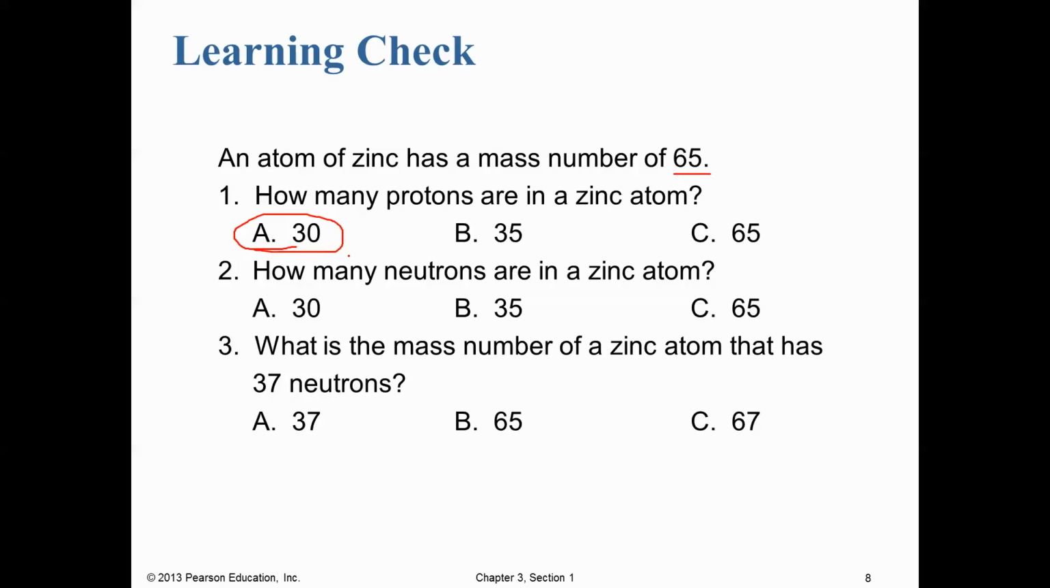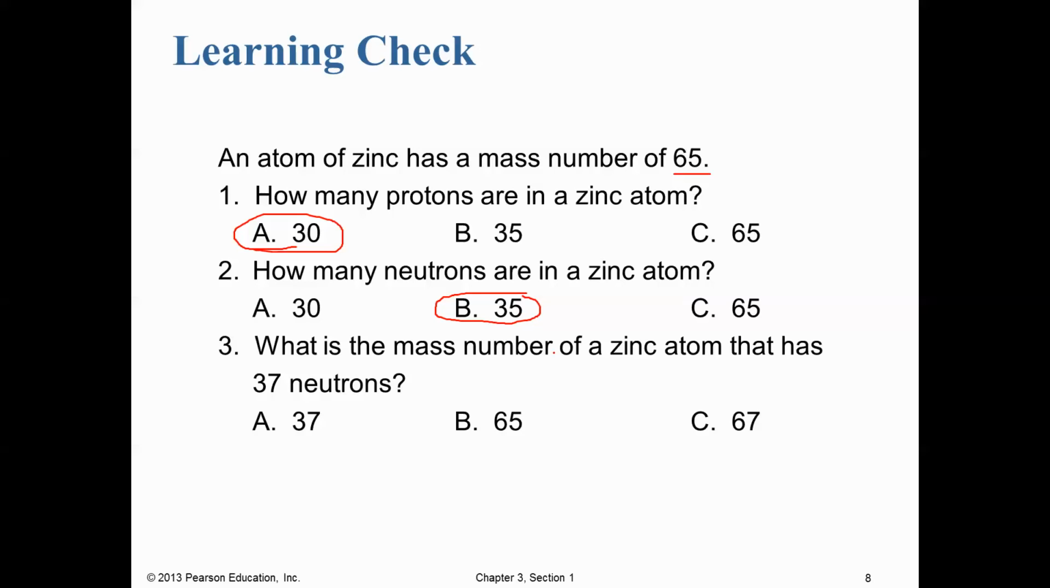Then we're asked how many neutrons would be in that zinc atom. Well, we'd have to have 35. And how do we know? Well, if our mass number is 65, 30 plus 35 totals that 65. Because again, protons plus neutrons give us that mass number.